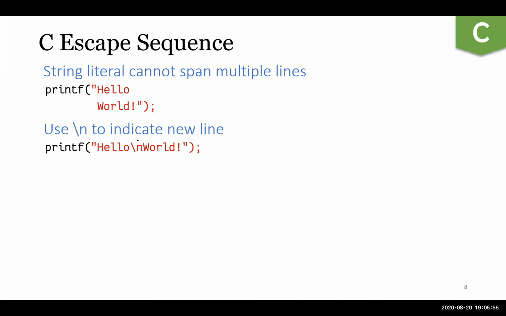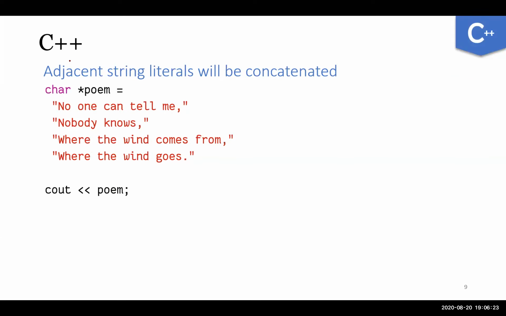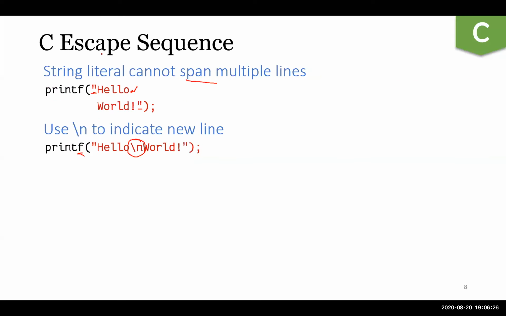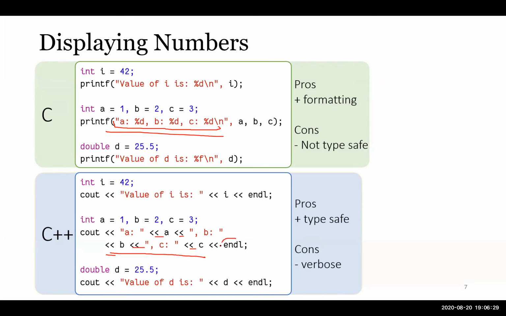Now, string literal, like I said, this quote and quote cannot span multiple lines. So even though C sometimes ignores white space, within a string literal you cannot have this. Your compiler will complain. So what if you want to use a new line? With printf, you print a special character like \n, and it will give you a new line character. For C++, the new line is this endl thing down here. This endl is a special variable that contains the new line character.